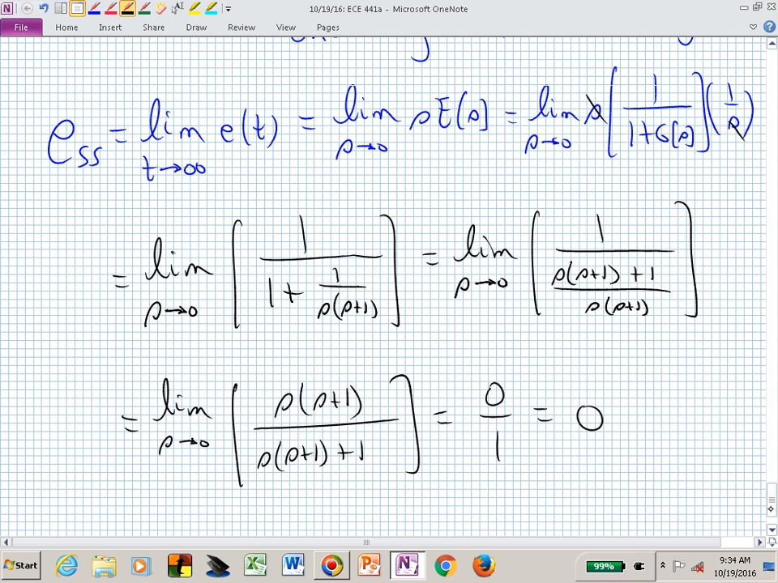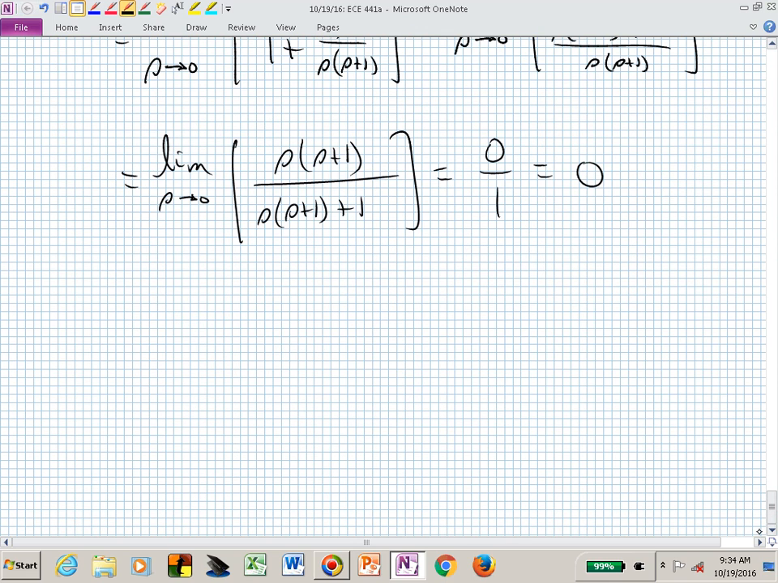And the reason we are getting that behavior is because of that pole at the origin. But we definitely need to have our closed loop system to be stable. And the more poles we put at the origin, the less stable our system is. So we're messing with the transient behavior, but we're improving the steady state accuracy.